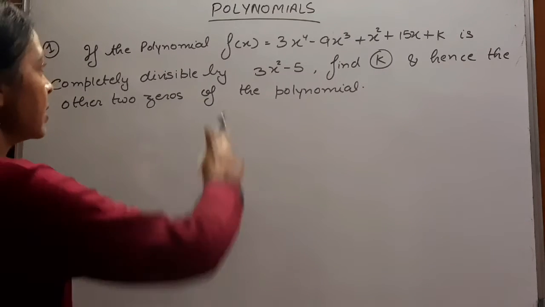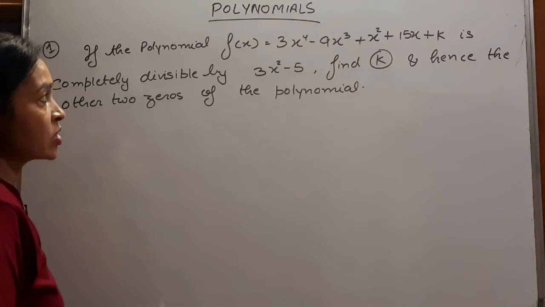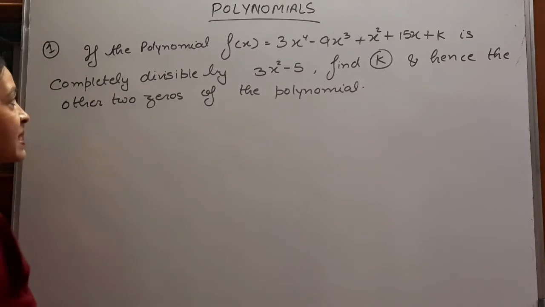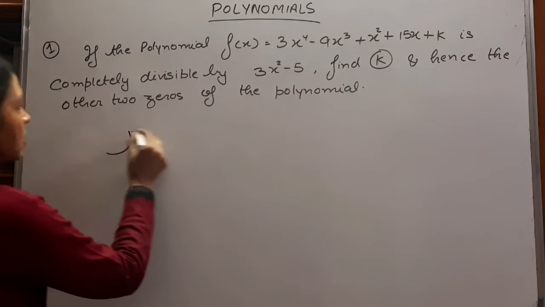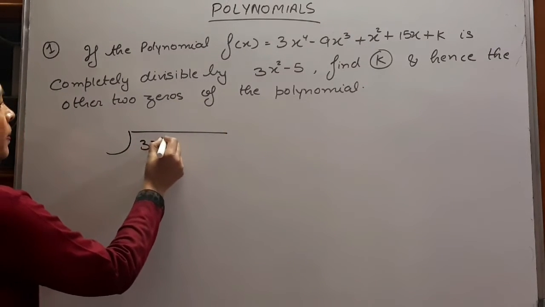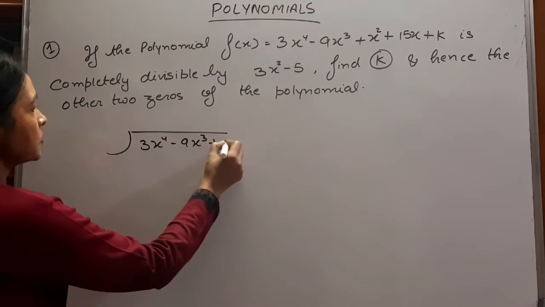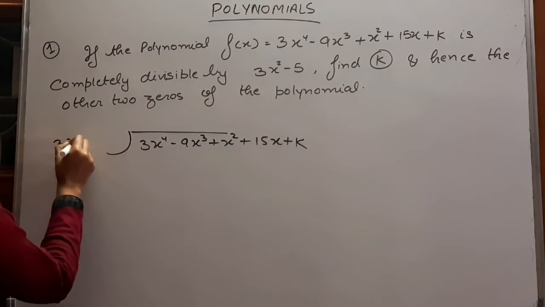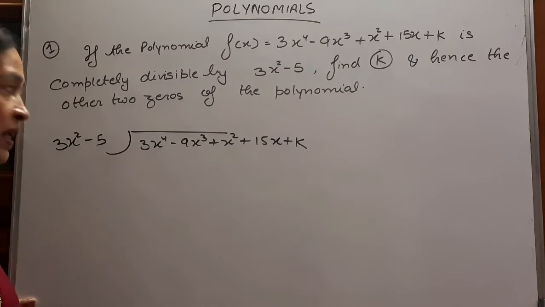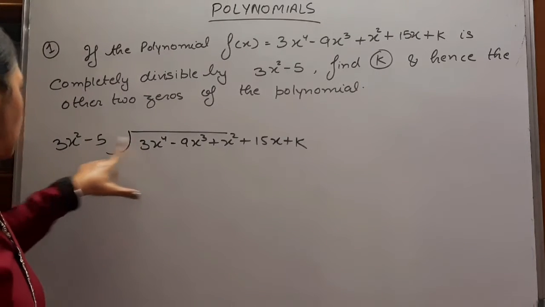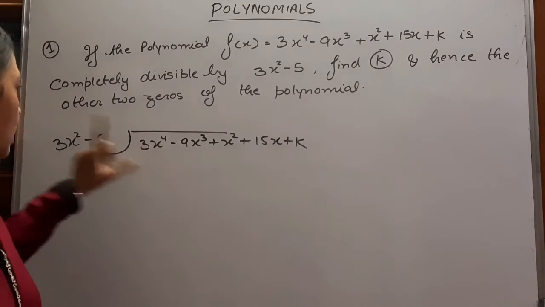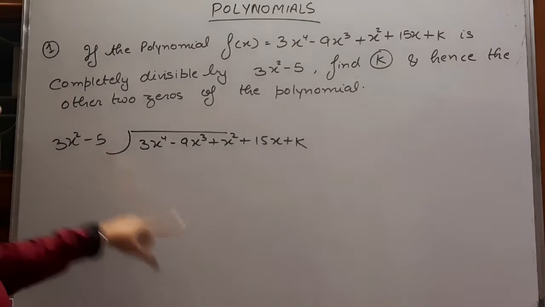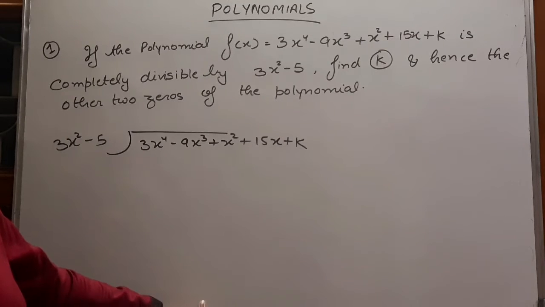If the polynomial f(x) equals 3x⁴ minus 9x³ plus x² plus 15x plus k is completely divisible by 3x² minus 5, find the value of k. First, what does this mean? It means if we divide this polynomial of degree 4 by the quadratic polynomial, the remainder must be 0 because it is completely divisible.